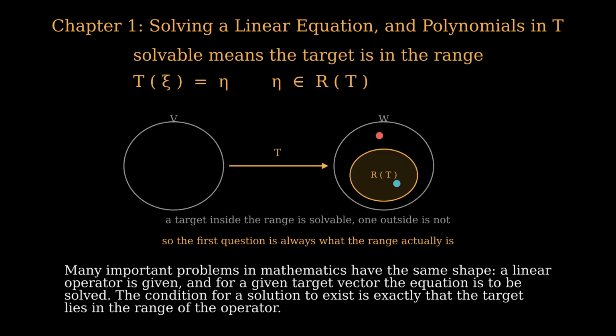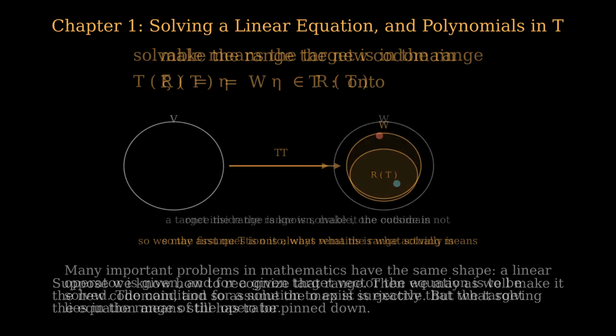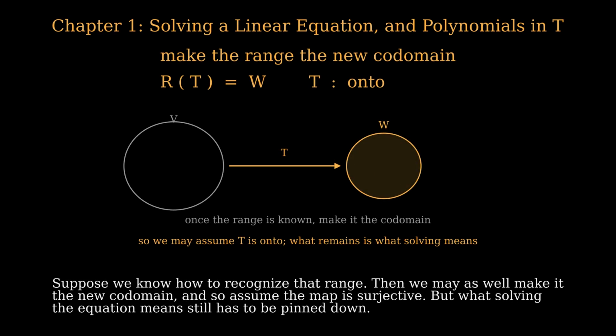Many important problems in mathematics have the same shape. A linear operator is given, and for a given target vector the equation is to be solved. The condition for a solution to exist is exactly that the target lies in the range of the operator. Suppose we know how to recognize that range. Then we may as well make it the new codomain, and so assume the map is surjective. But what solving the equation means still has to be pinned down.